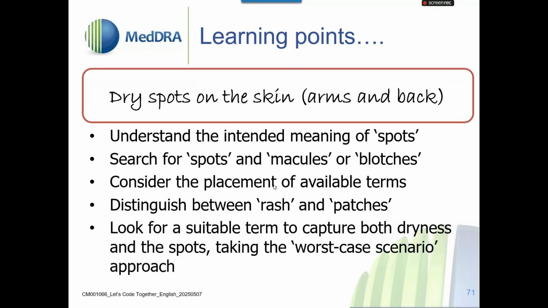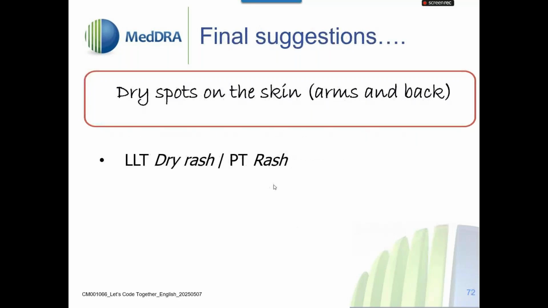But Caroline and I did have this discussion about whether we are adding information by coding it as a rash if they just mean it's localized dryness. But we can't know that without really speaking to the reporter and seeing the patient. So we go with what is reported. The word spots is used. MedDRA takes spots as being a macular rash, so we've chosen dry rash to capture both the dryness and the spots rather than just coding a macular rash.